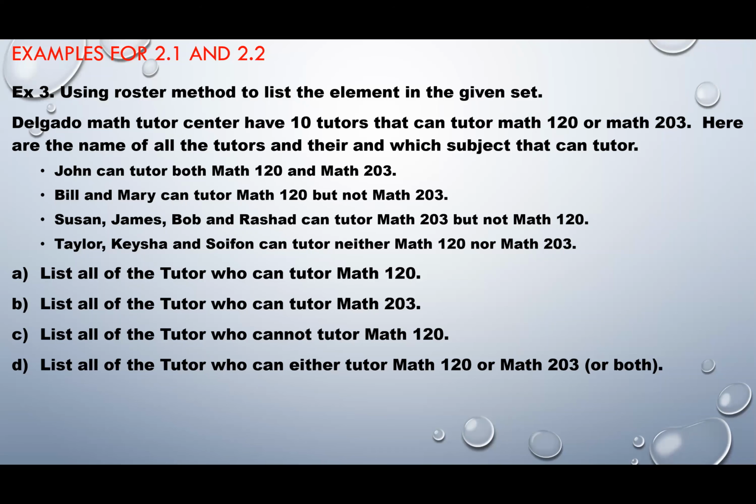And again, looking at this thing here, once again, I just made up a problem. They say use a roster method to list the elements in a given set, right? So the Delgado Math Tutor Center has 10 tutors that can tutor either Math 120 or Math 203. Here are the names of all the tutors that can tutor the class, right? So they give you John can tutor both Math 120 and Math 203. Bill and Mary can tutor Math 120, but not Math 203.